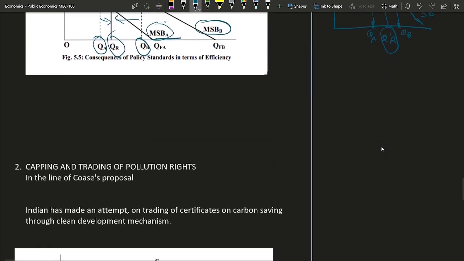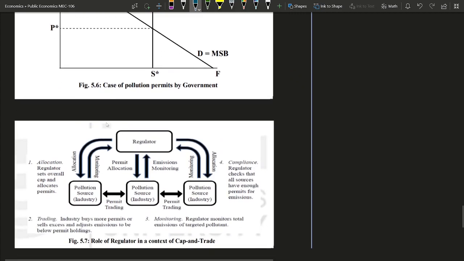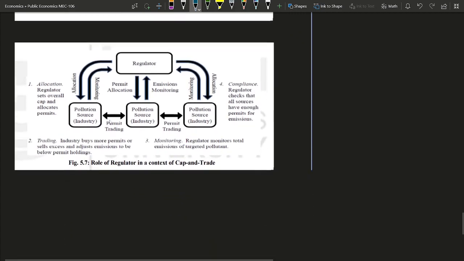Next is the capping and trading of pollution rights. This is in line with Coase's proposals. There were two main important things: one was clear property rights, and the second one was no transaction cost. This capping and trading of pollution rights was first implemented by the Environmental Protection Agency of the USA. So this is how the trading of pollution rights works.